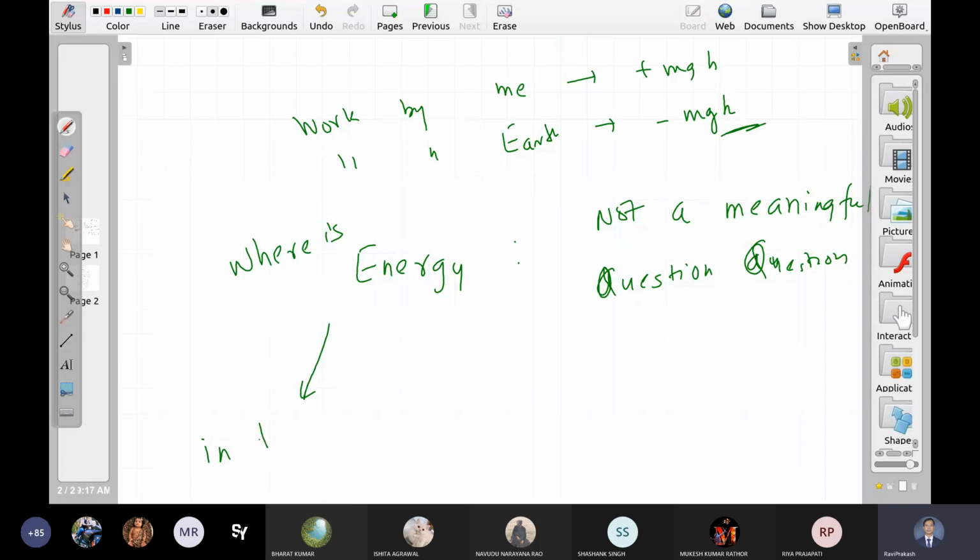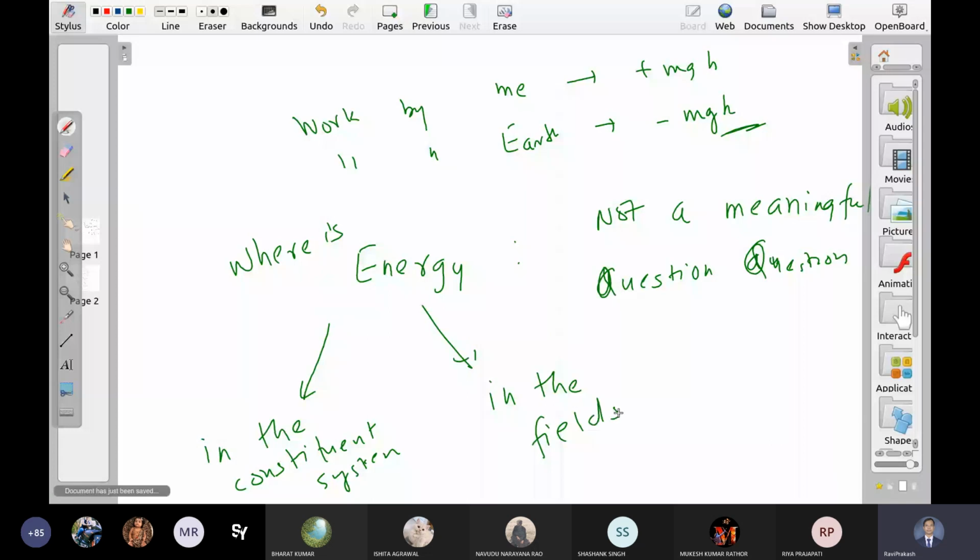In the constituent systems, like the block, or in the fields. So there is no precise location of energy. Energy is just a number, right? And in that sense also, it is not a physical quantity that you can save and keep somewhere. When you say that it is inside the block, it's your assumption. When you say it is inside Earth, that is also your assumption. It's just a number which increases or decreases as you bring changes to the system.